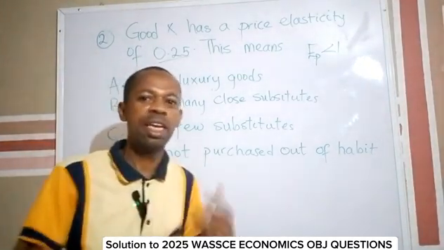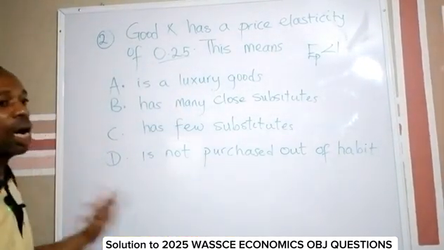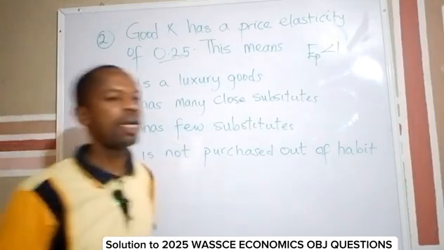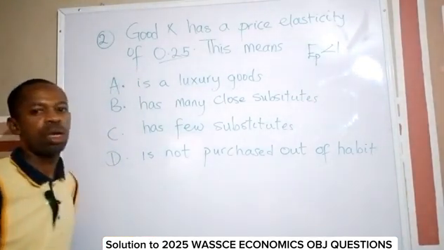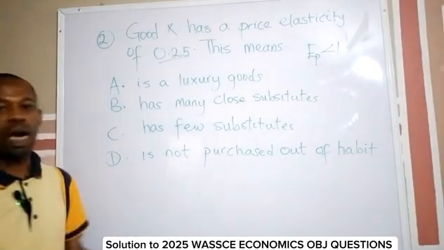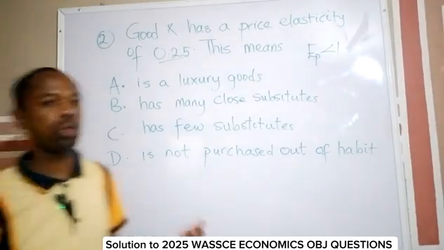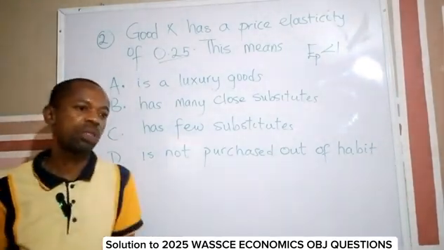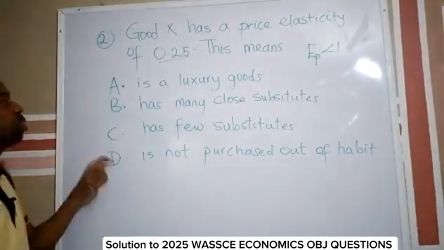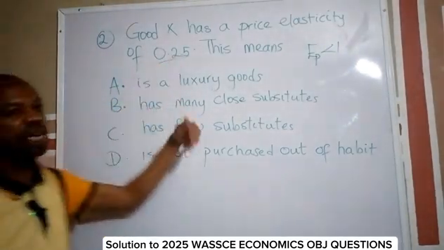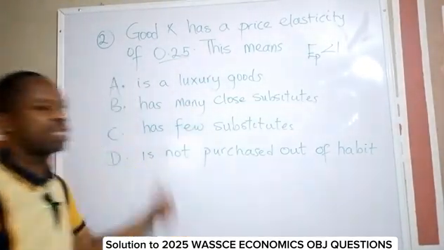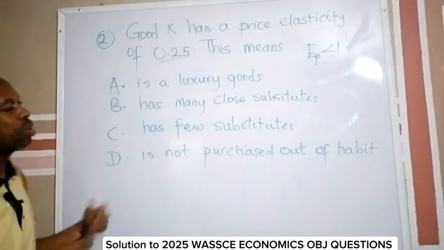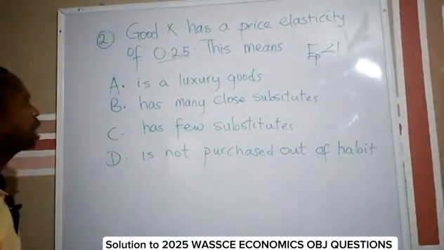Now, fairly inelastic simply means that no matter how the price of that good increases, people will still want to buy that particular good. And most times the reason why that happens is simply because people may have no choice, or they may have lesser choice when it comes to comparing one good with another. So for any good that has a price elasticity of 0.25, it means that it is inelastic. So that means the choice of having substitutes is not really much. So let's look at the right option now.